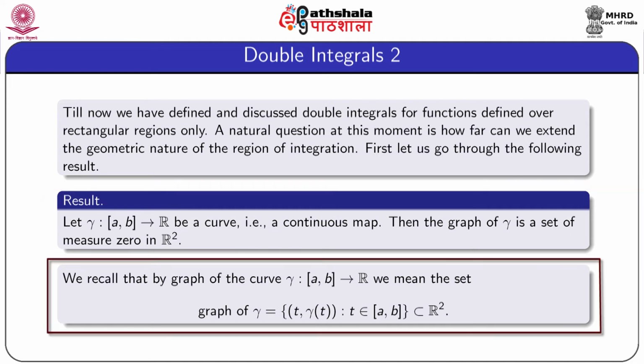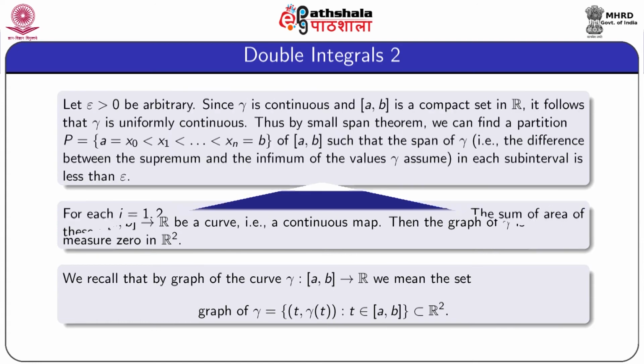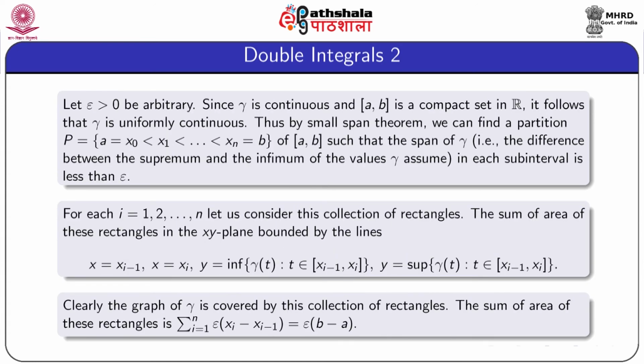First, we recall that by graph of the curve gamma from [a,b] to R, we mean the collection of all ordered tuples (t, gamma(t)) where t runs over a to b. Now, let epsilon be an arbitrary positive number. Since gamma is continuous and [a,b] is a compact set in R, it follows that gamma is uniformly continuous. Thus, by the small span theorem, we can find a partition P of [a,b] such that the span of gamma in each subinterval is less than epsilon.